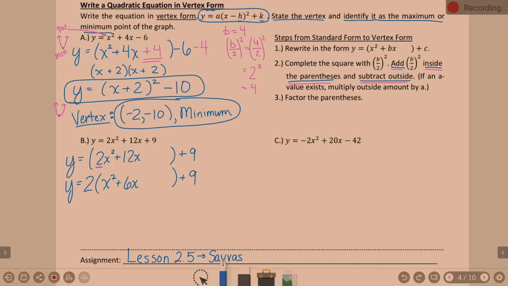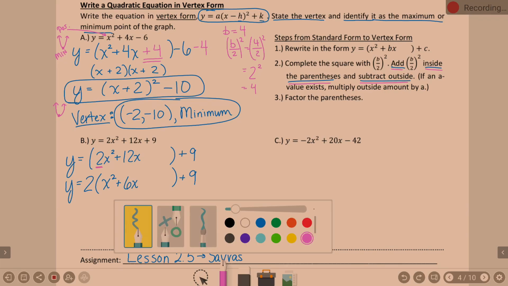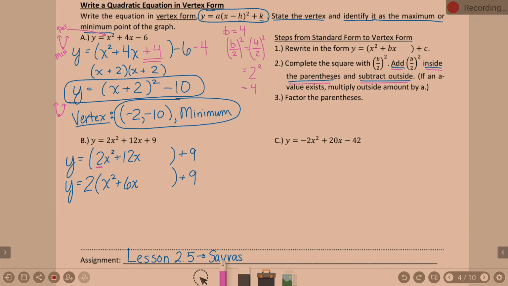Step 2, let's talk about what b is. What is my current b? You got that? Notice I said current b. So b is 6. So remember, we're doing b over 2, quantity squared. 6 divided by 2 is 3. 3 squared is 9. Okay. What do we do with that 9? Subtract it from the outside and add it on the inside. Okay. So I'm still going to add it in the parentheses like normal, but we're going to do the opposite, and we're going to subtract it outside.